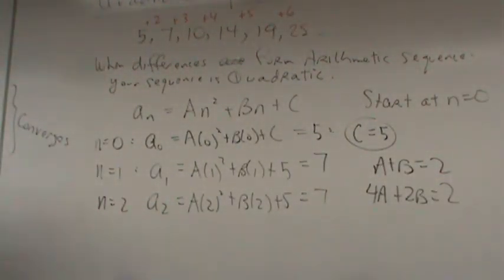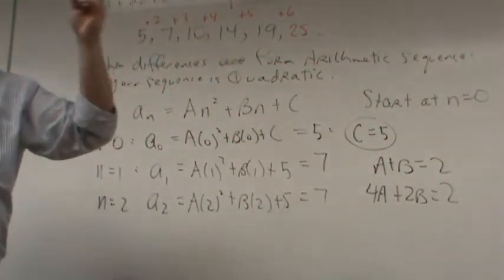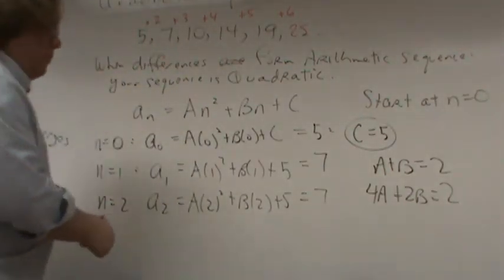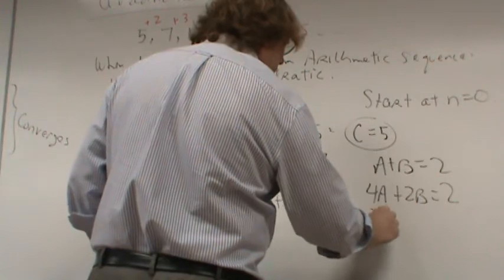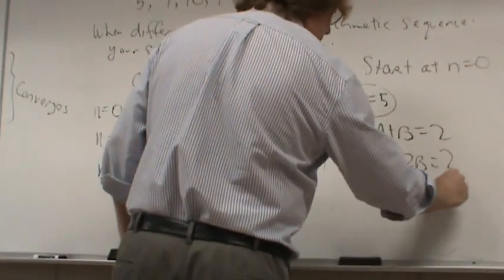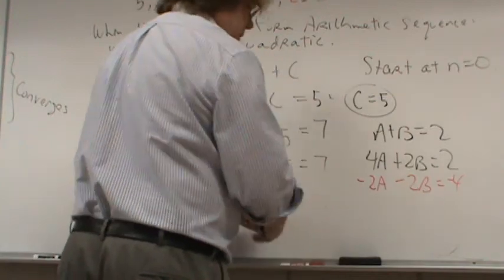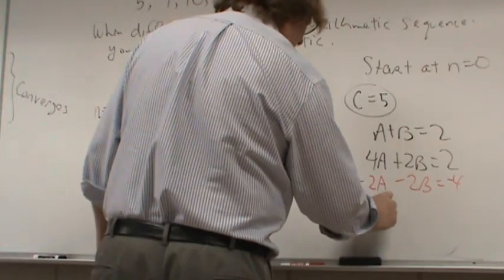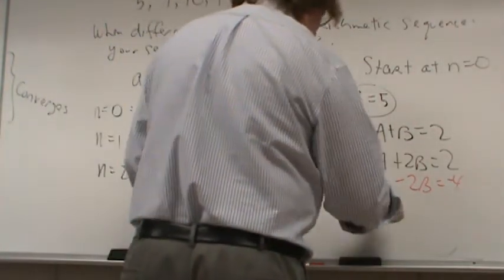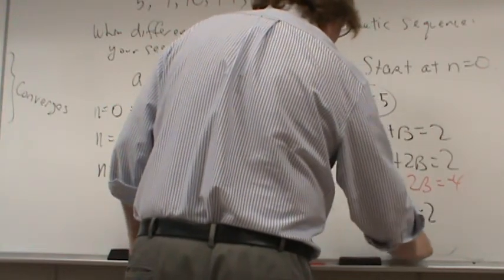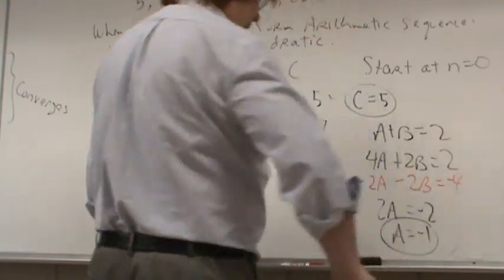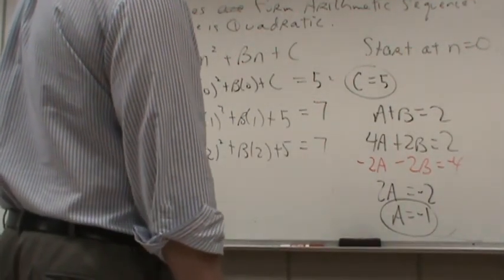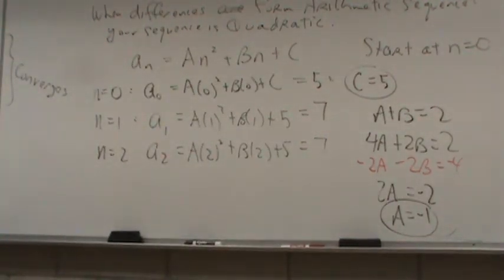Alrighty? And so now I'm going to solve for A and B, and I can either do subtraction or substitution. I'm going to do subtraction. So I'm going to multiply everything by 2. So I got negative 2A minus 2B equals negative 4. So I get, right? So I get 2A equals negative 2, or A equals negative 1. A equals negative 1, really? Is that looking correct? I can't see it. Negative 2. I gotta add them.